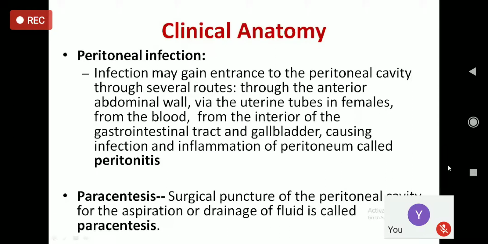Yuvraj, are you getting the peritoneum? Yes, ma'am. Do you have any queries till now? No, ma'am. Okay. So we'll move on to the clinical anatomy or the applied aspect.